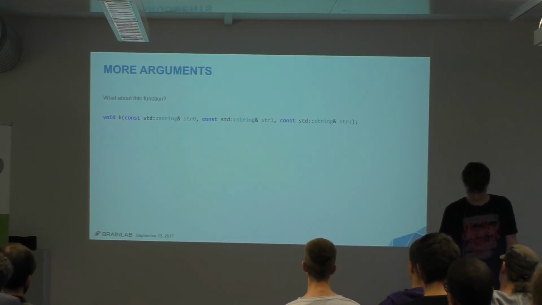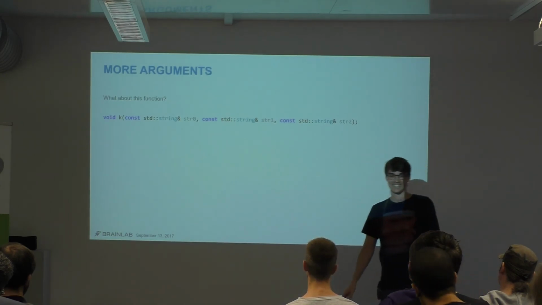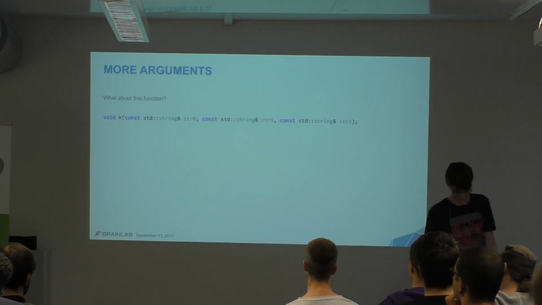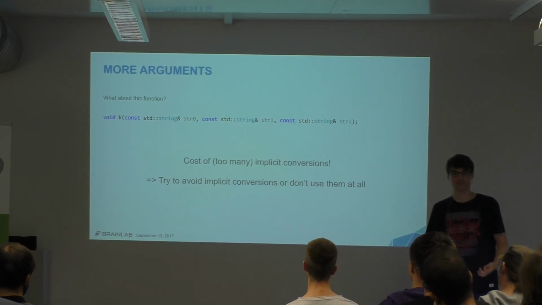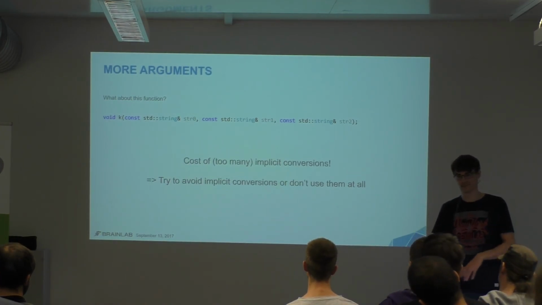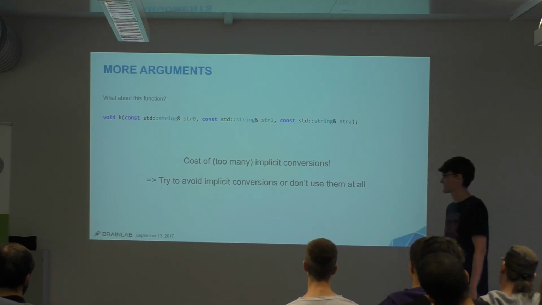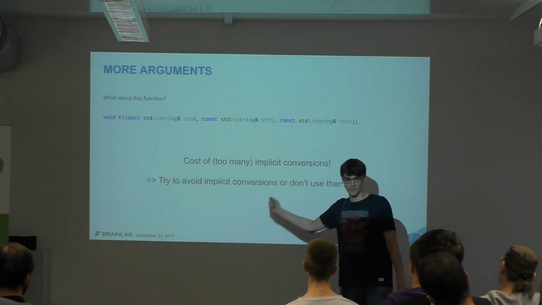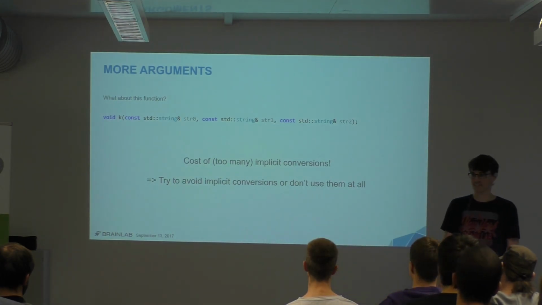Well, what about this function? I'm not going into detail now. The point is, I think this is the cost of too many implicit conversions, so writing all those overloads. And so I think the best is to try to avoid implicit conversions altogether. That's it. Thanks.